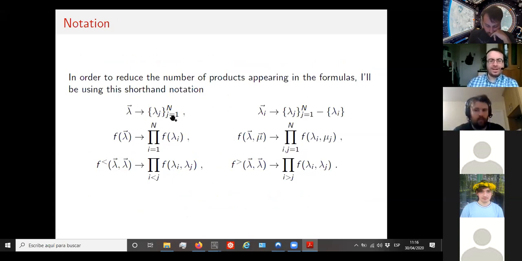Apart from that notation, I'm going to use a little bit more notation to alleviate the number of products I have to write. For example, this vector, I'm going to put it as a subindex when I want one of the rapidities not to appear. I'm going to use that a function of this vector means just the product of that function for all the elements of that set. When I have two arguments, it's going to be the two products. I put this less or equal or greater than, you're going to get the product with the restriction that I'm only going to take the arguments where this one is less than this one. In the sense that, for example, if I have two, this is only going to be f of 1, 2. This is going to be f of 2, 1. But this one is going to be f of 1, 1, 1, 2, 2, 1, and 2, 2.